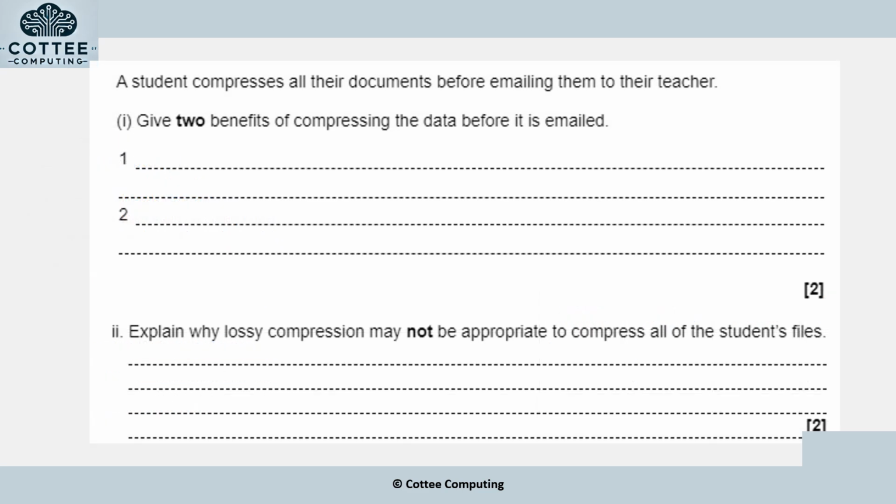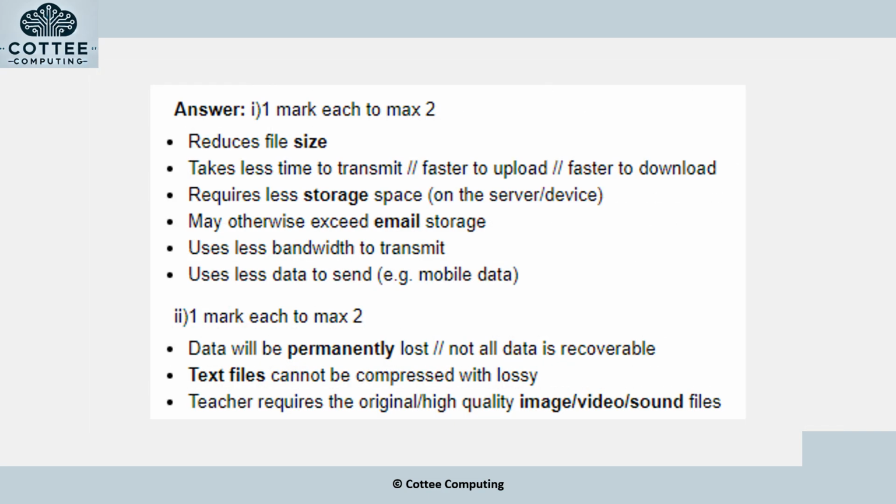And the last question is looking at compression. So you could have a mark for saying it reduces the file size, it takes less time to transmit or faster to download as you go through, and you could say that it requires less storage. Some people also put the fact that it uses less bandwidth, so it uses less data if you're downloading it on your phone. So some people managed to put that as well. So wondering if you got that.